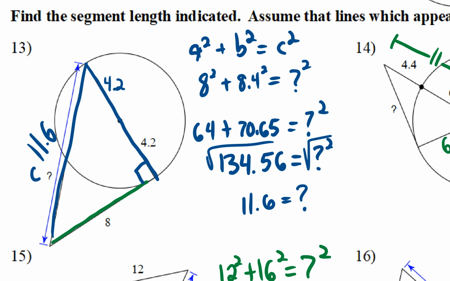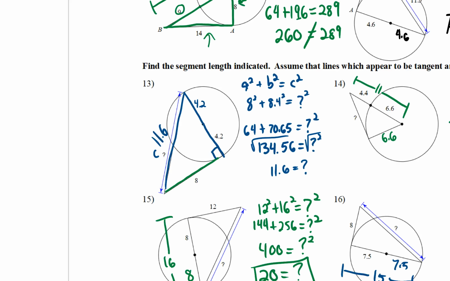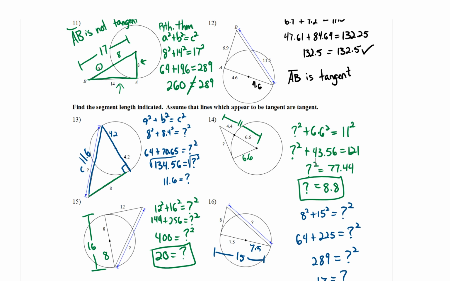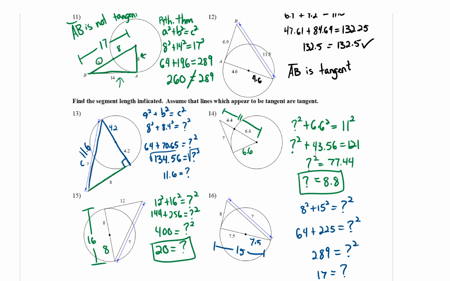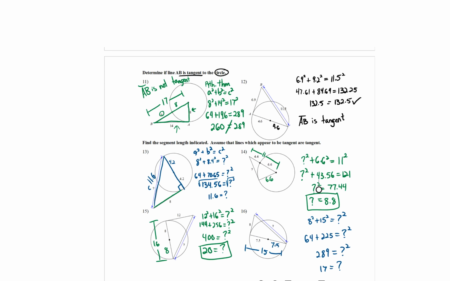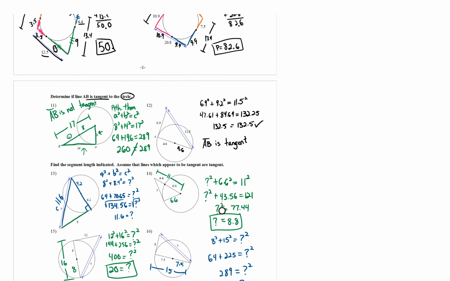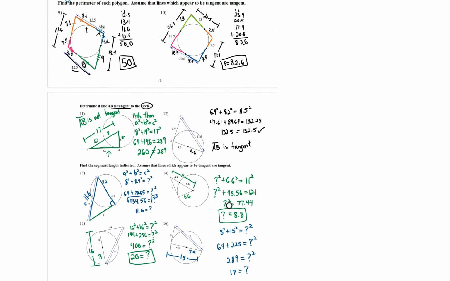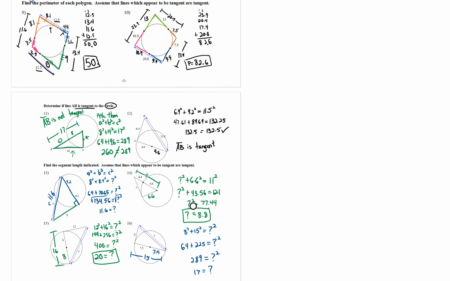So those are the 3 types of problems you can see when dealing with tangent lines and the circle. I'm going to zoom out here. If you want to look at the rest of those answers for those types of problems, that's what you would have there. Okay, and that's all for this video.